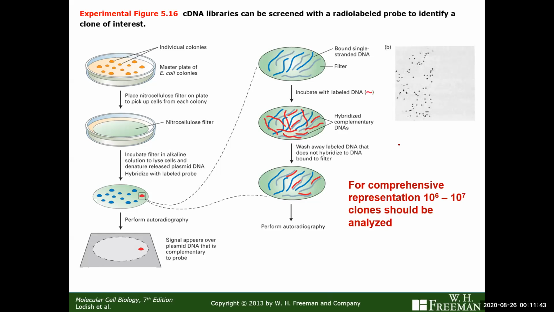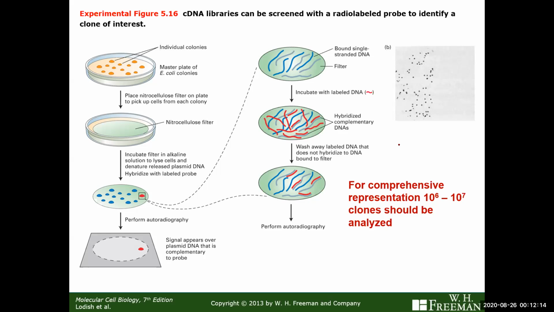So when you know that, you will make a radioactive replica of that mRNA, and it can be double-stranded DNA. The radioactive replica typically does not have to be longer than 100 to 200 nucleotides, no matter how long your mRNA is. Now you have these 10 to the power 6 to 10 to the power 7 clones.